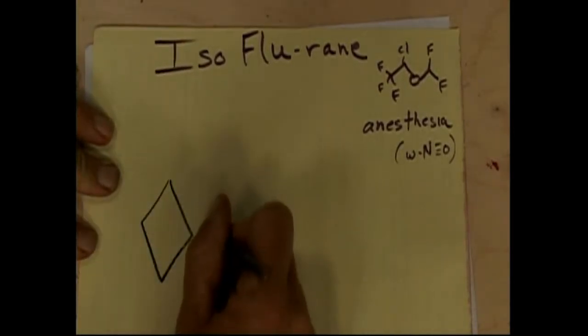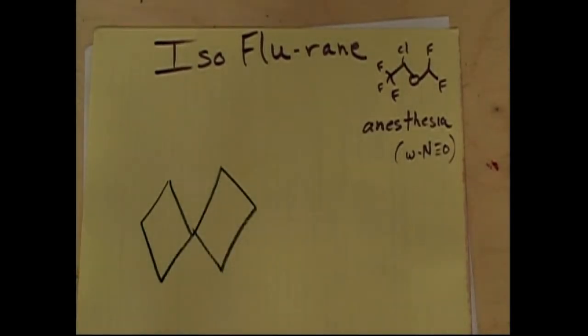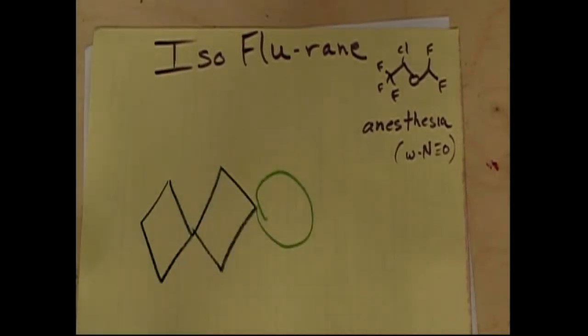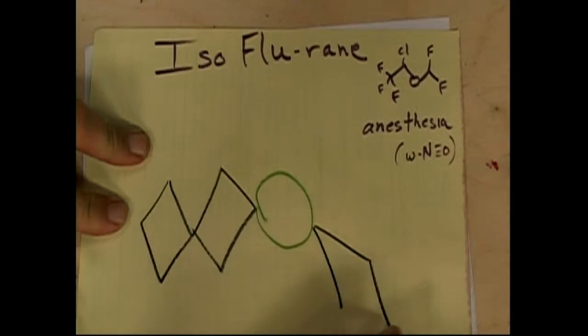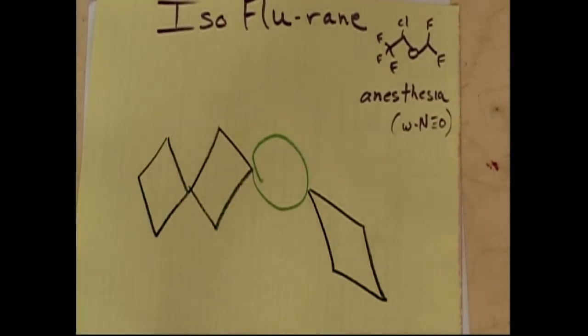1 diamond, 2 diamonds, goes to an O. Point the diamond down there. And just F's and CL's coming off it. No big deal at all, huh? So they are purple.